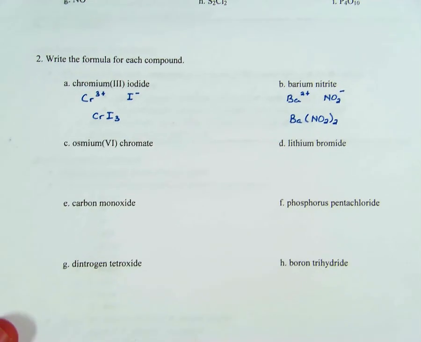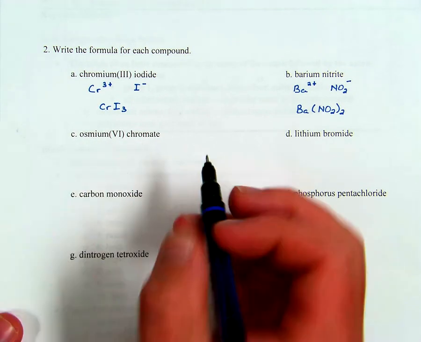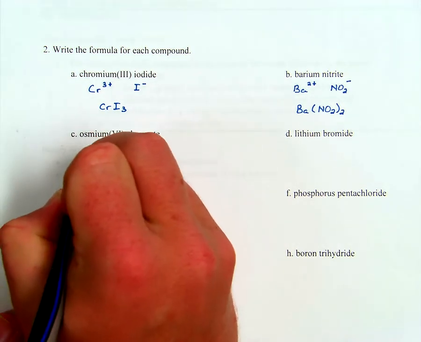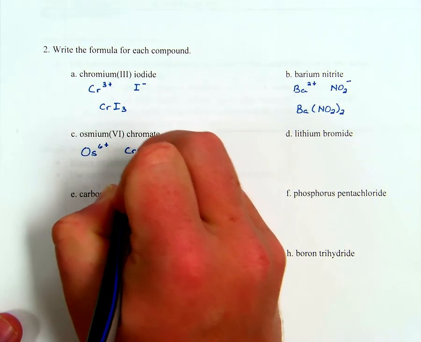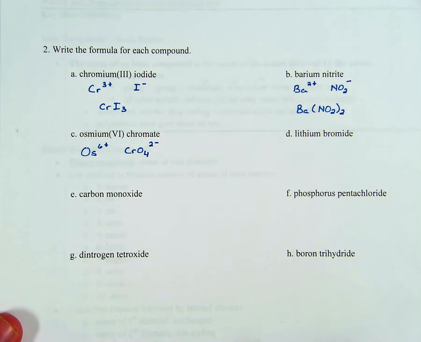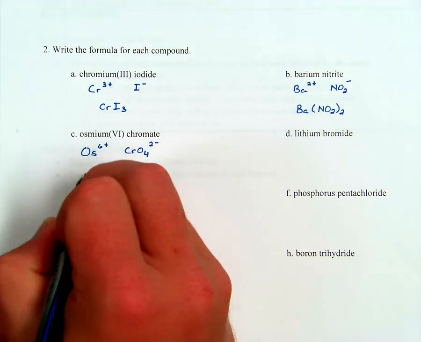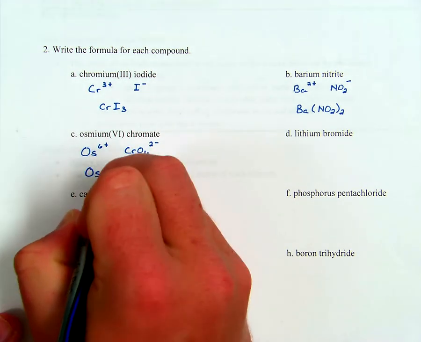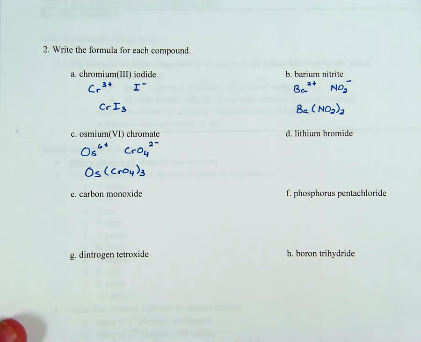Here we have osmium(VI) chromate. So the osmium is a 6+ charge. Chromate, that is CrO4 2-. So I would need 3 chromate ions to balance with the osmium(VI) ions. That would be Os(CrO4)3.